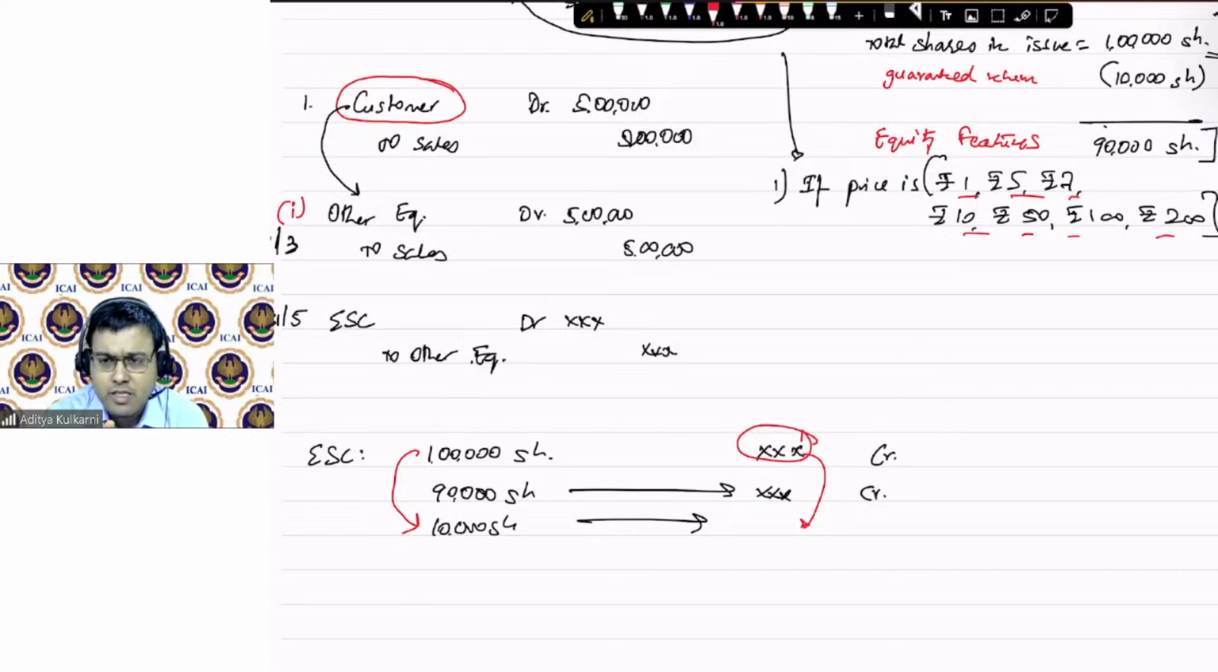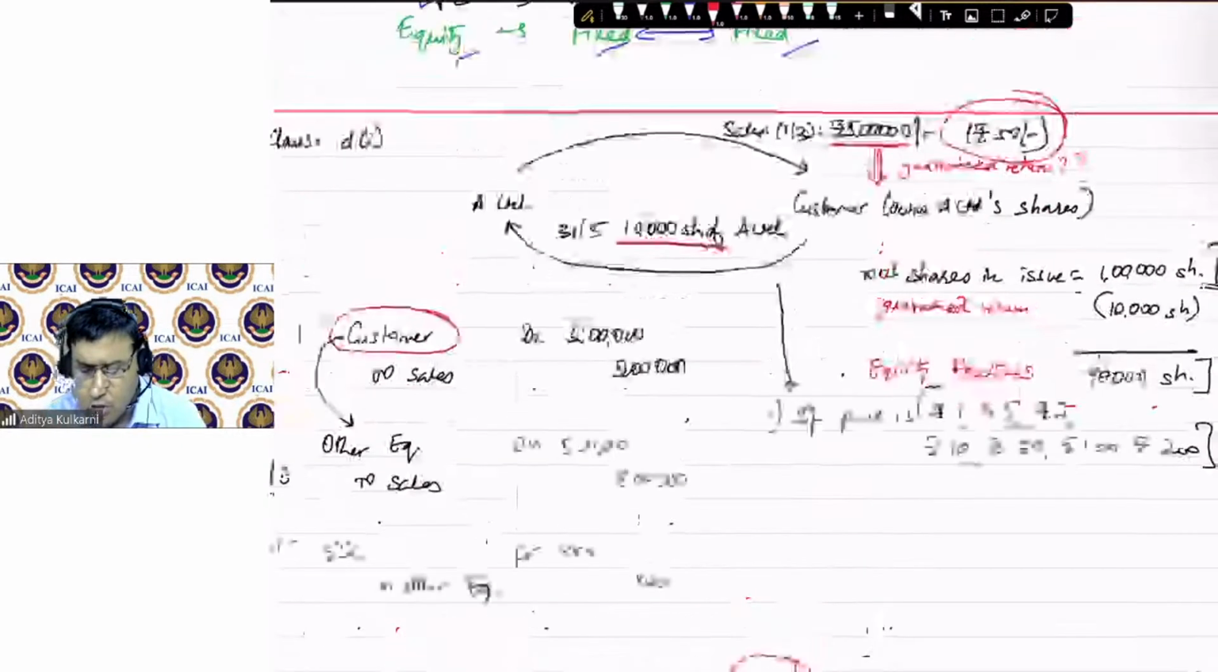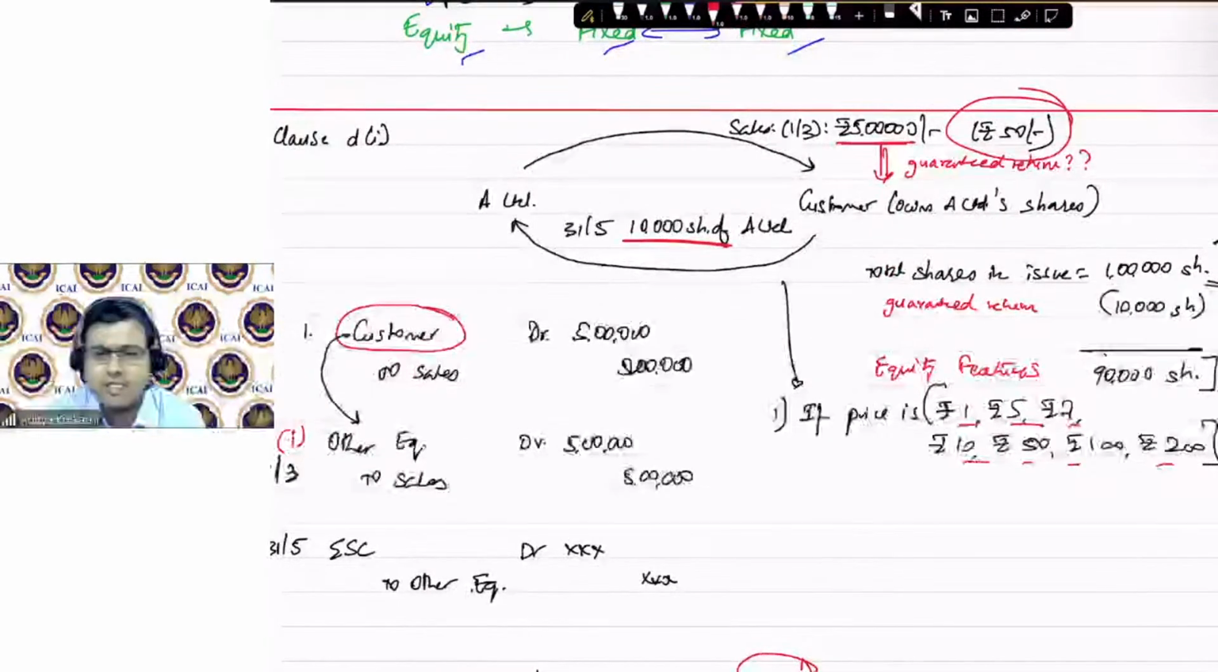Okay. So this is how you are going to record it. Basically, I have given a fixed return, a fixed guarantee. So other instruments are reflecting equity. That is why I have to cancel these 10,000 shares.